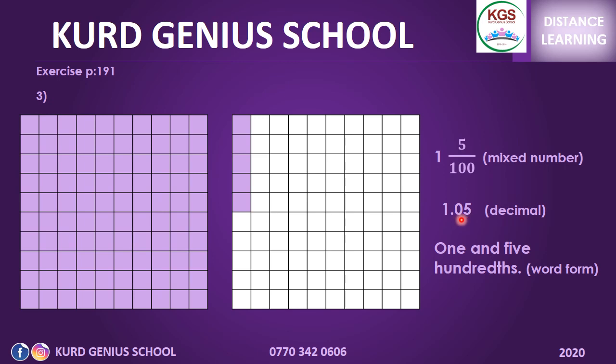Why? Since this square shows parts of 100, we have to write 2 digits to the right of the decimal point. But we have only 5 parts colored out of 100 parts, so we should write 0 then the 5, because this 5 should have the place of hundredths because it represents 5 parts out of 100 parts.